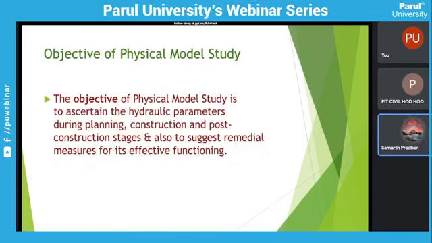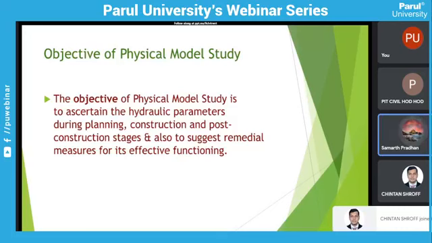First, we will see the objective. The main objective of physical model study is to ascertain the hydraulic parameters during planning, construction, and post-construction stages, and also to suggest remedial measures for its effective functioning. So physical models are useful during planning as well as during various stages of construction, and after construction also we can study on the physical model.